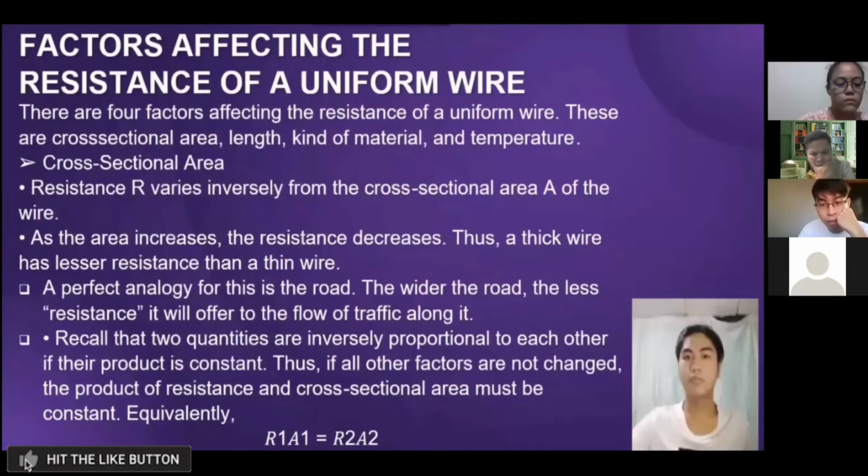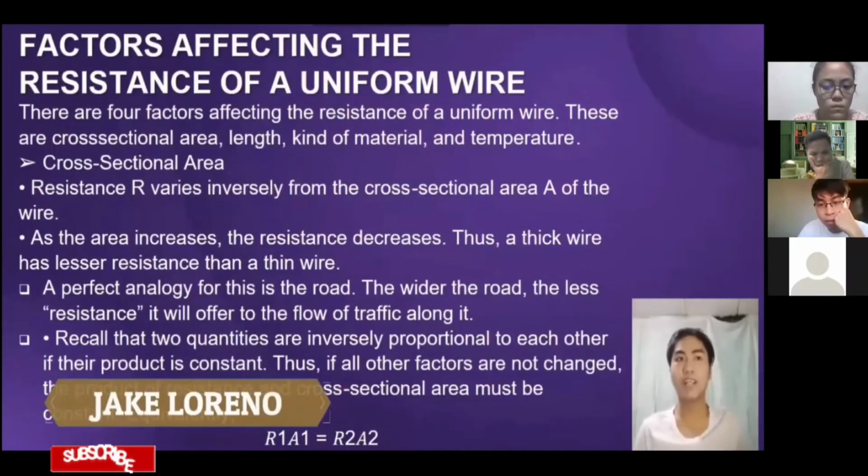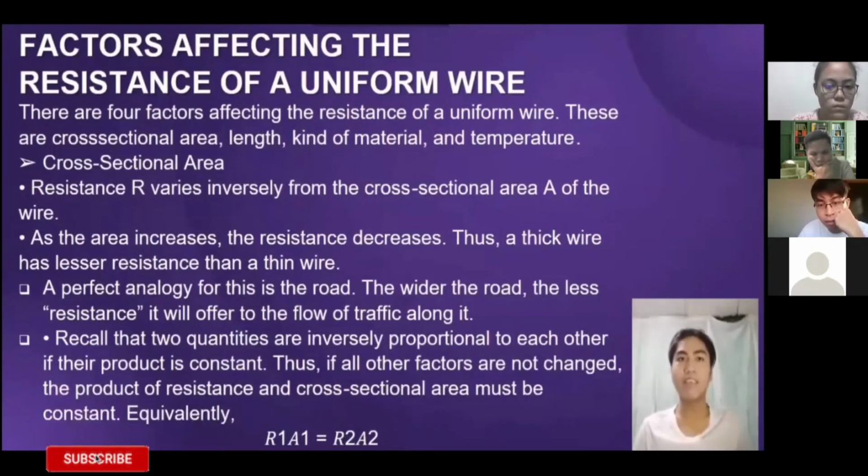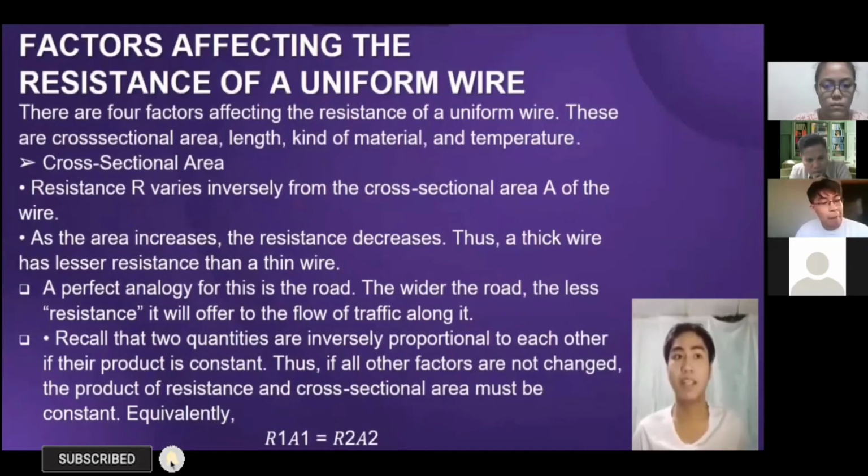Factors affecting the resistance of a uniform wire. There are four factors affecting the resistance of a uniform wire. These are cross-sectional area, length, kind of material, and temperature. First, cross-sectional area. Resistance, or R, varies inversely with the cross-sectional area of the wire, which is represented by capital letter A. As the area increases, the resistance decreases. Thus, a thick wire has lesser resistance than a thin wire.